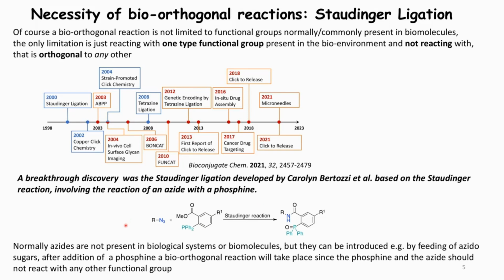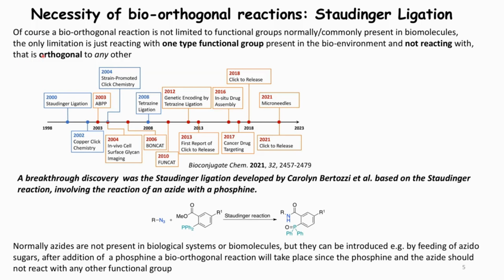Now, of course, normally azides are not present in biological systems or biomolecules, but what is possible is that they can be introduced, for instance, by the feeding of azido sugars, or if you want to introduce an azide moiety in a peptide or protein, that's feasible nowadays too. And if you have this combination of an azide with the phosphine, you really can have a bioorthogonal reaction, the reaction of one type of functional group in the bioenvironment and not reacting with another, meaning it's orthogonal to any other functional group.